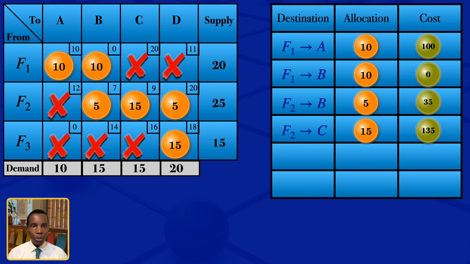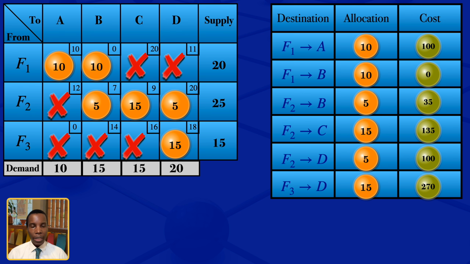And then we go on to the next part. This one here, we are now looking at F2 to D. So for F2 to D, we are allocating 5 units at a unit cost of 20. So the cost will be 5 times 20, which gives us a 100. Then lastly, we look at this one here. We are looking at F3 to D. We are allocating 15 units at a unit cost of 18. So the cost there will be 15 times 18, which will give us a 270.